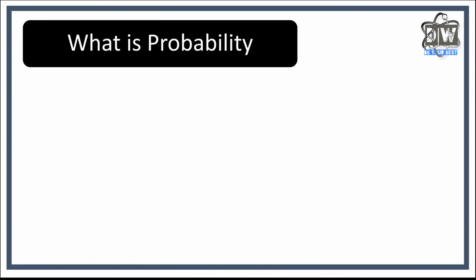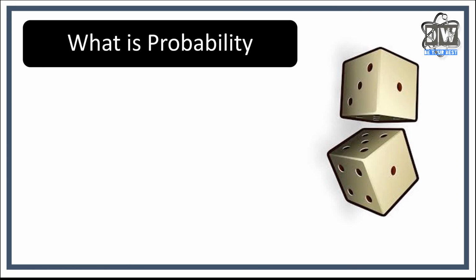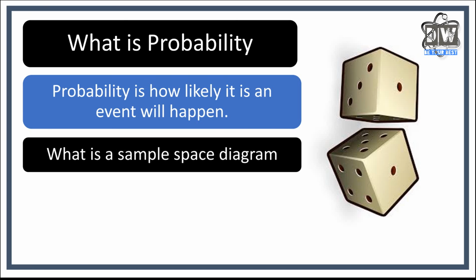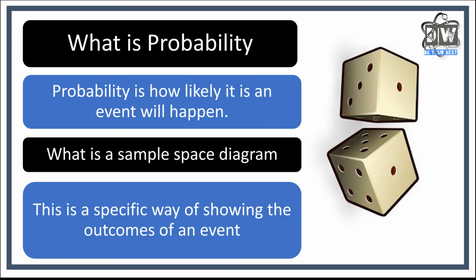So for a start, what is probability? Probability, very, very simply, is just how likely it is that an event will happen. We can represent that in lots of different ways, and we're going to show you lots of times we use fractions to do that. But it can be percentages or decimals at times. So what is a sample space diagram? It's a specific way of showing the outcomes of an event.